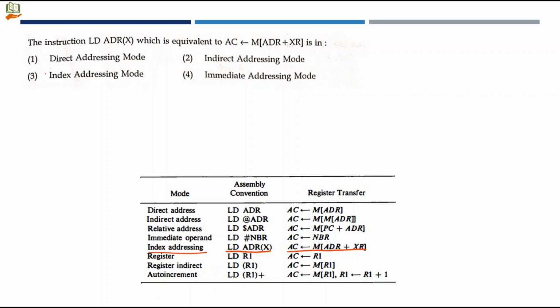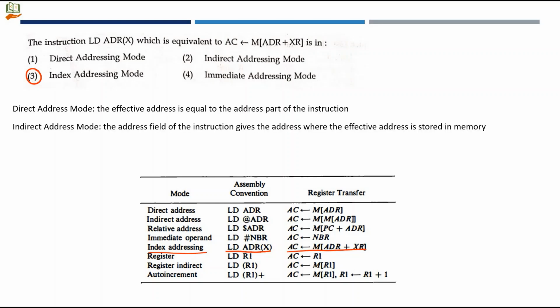So we can mark option number 3 as the right answer. Now let's see about the options. Direct address mode is the effective address is equal to the address part of the instruction. That's why it is direct addressing mode. What about indirect address mode? The address field gives the address where the effective address is stored in memory.